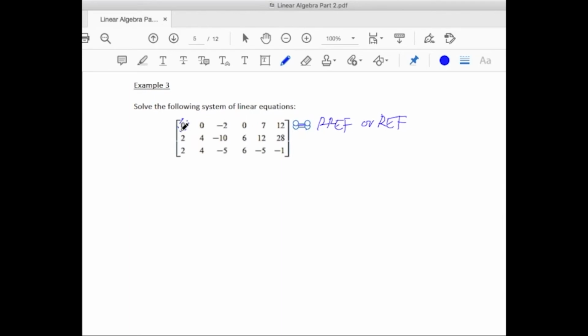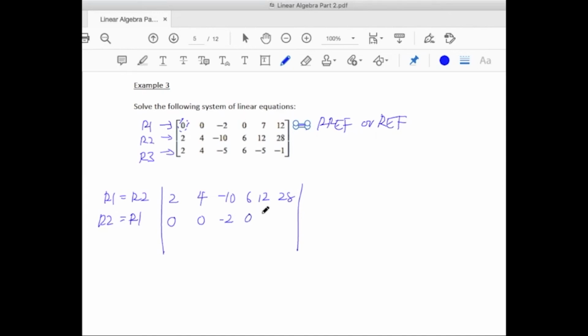So what we can do is we swap our row. So let's say this is row 1, row 2, and then row 3. Okay, so row 1, we swap with row 2. So we have, and row 2, we swap with row 1, we have, and row 3, we just write it back, and we have, so we have this form.